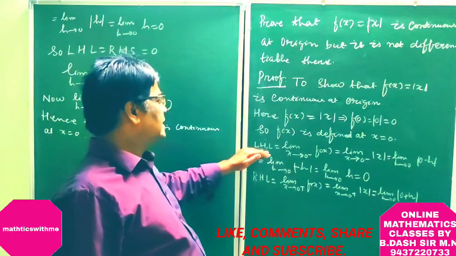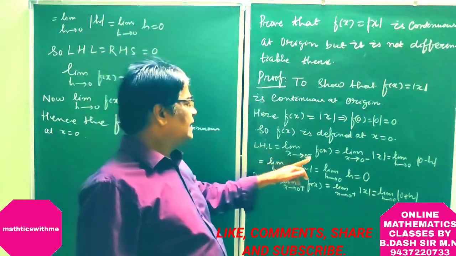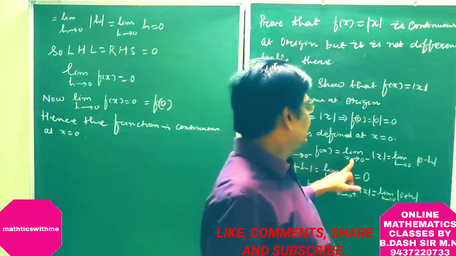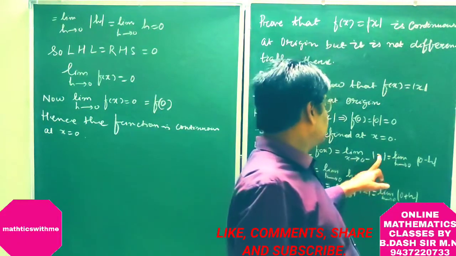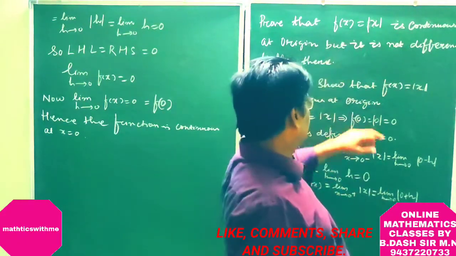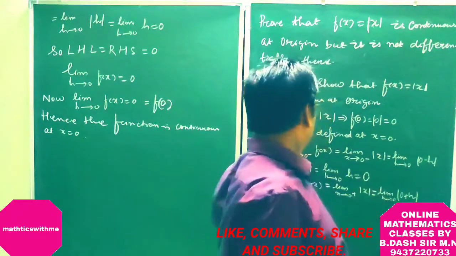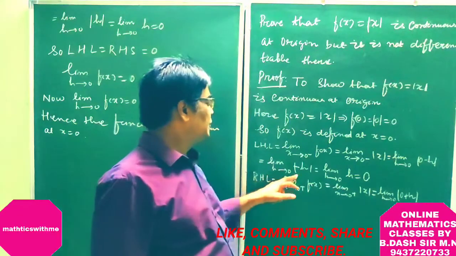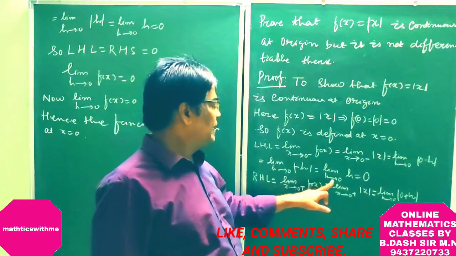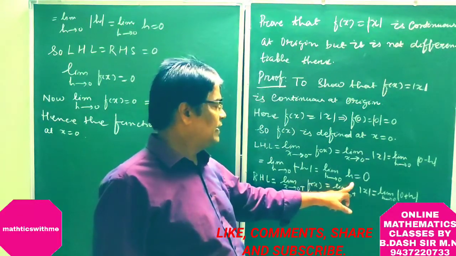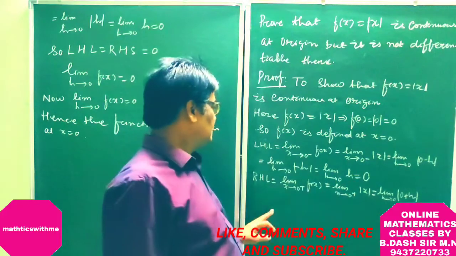The second condition, left hand limit, limit x tending to 0 minus f(x) is equal to limit x tending to 0 minus mod x. The function f(x) is here mod x. Limit x tending to 0 minus, 0 minus h mod, which is the limit h tending to 0 of mod h, so is equal to 0.